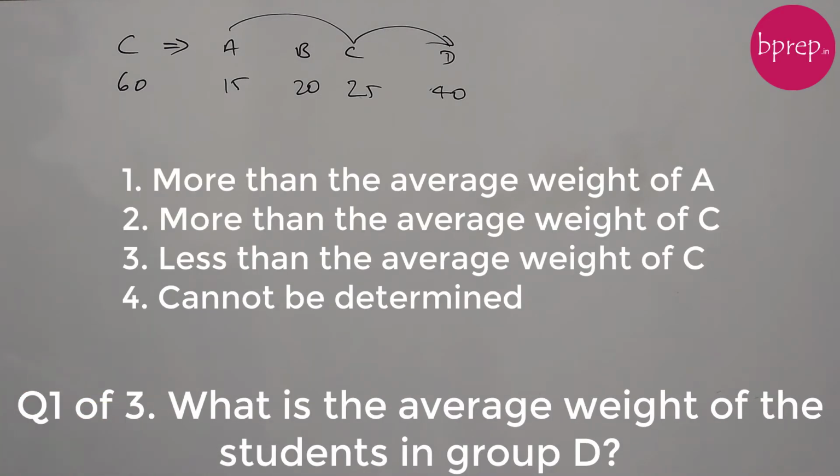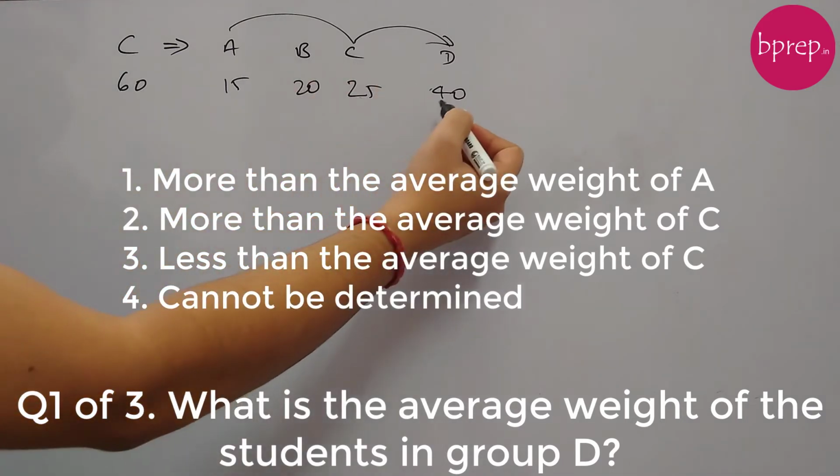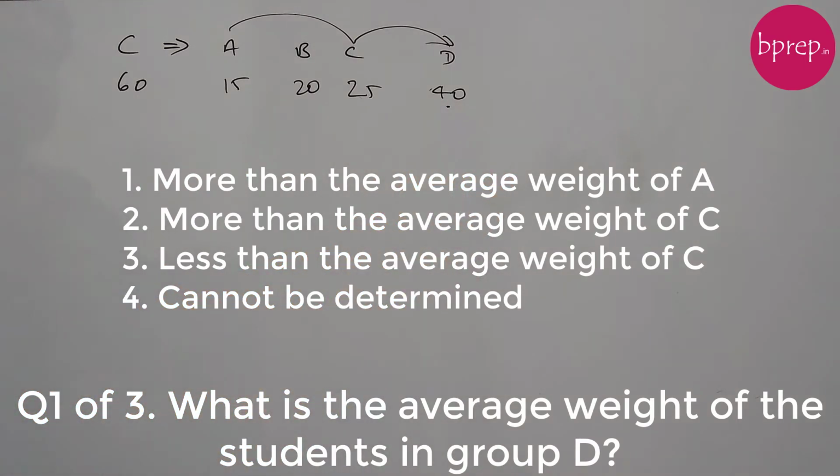Now the first question is: what is the average weight of the students in group D? Because the information given has no clue about the weight, we cannot determine the average weight of group D. So it cannot be determined.